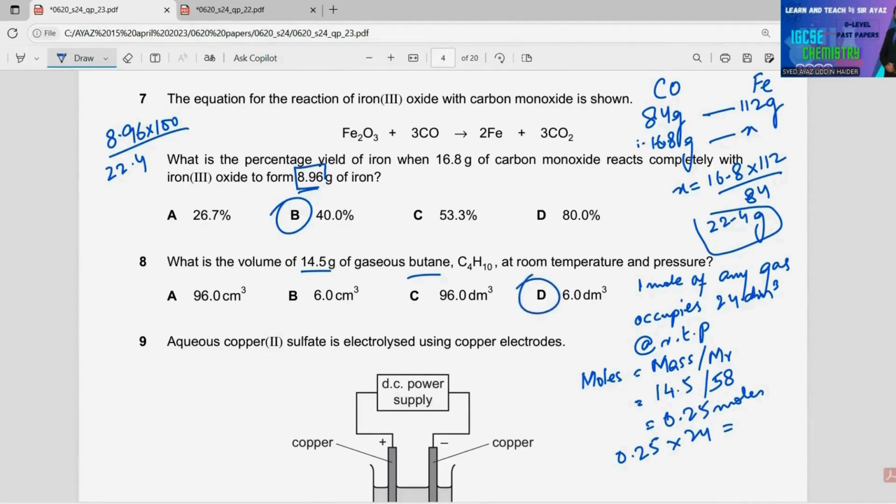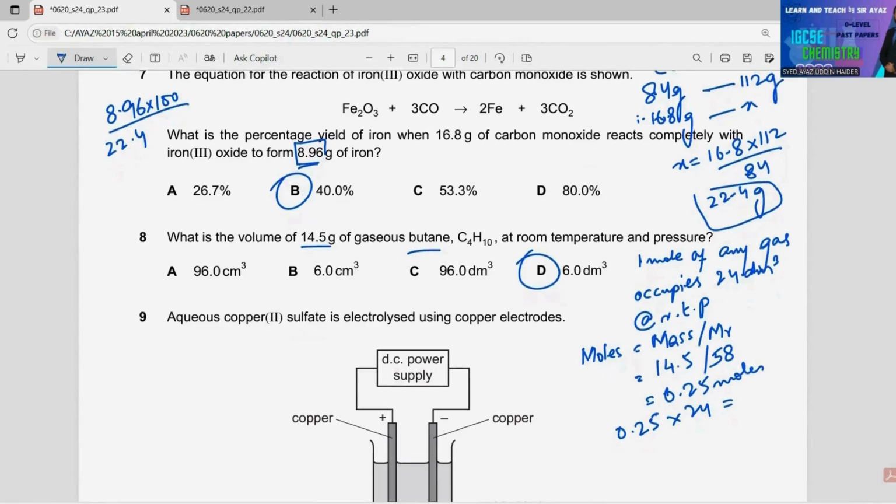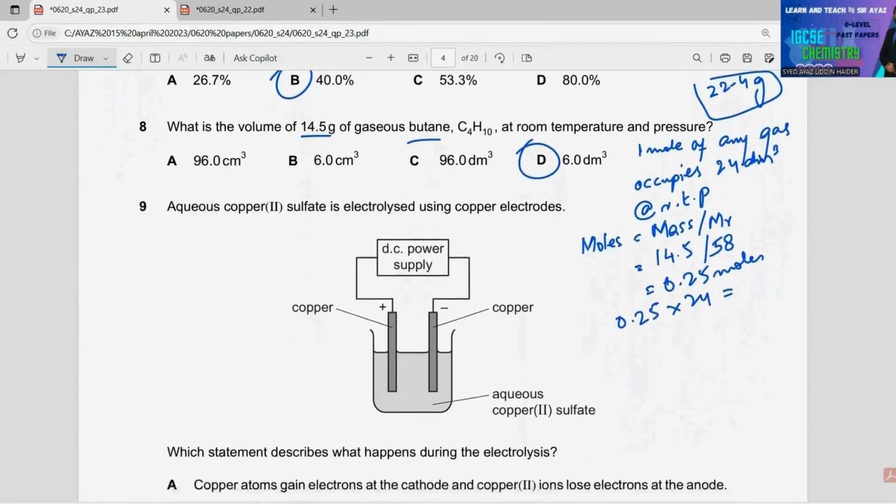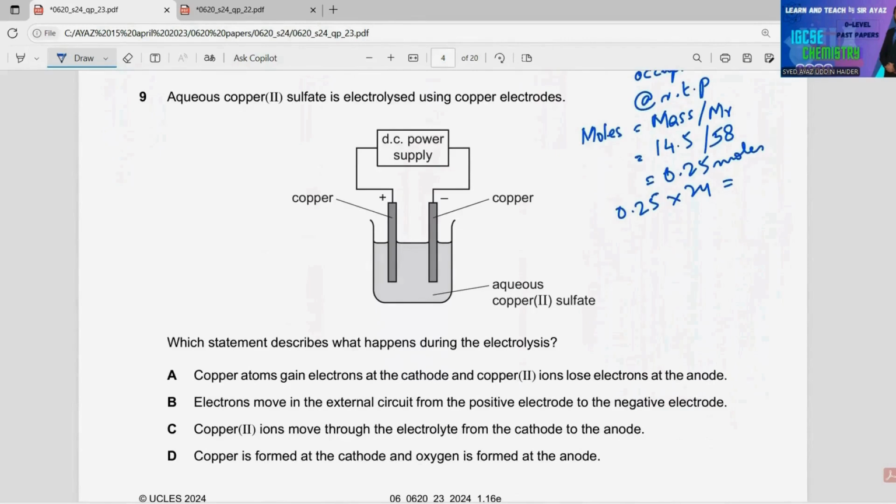So D must be the right answer. In B, you have centimeter cube. In D, it's 6 dm cube. So D is the right answer in this case. Move to the next question. It's question number 9.